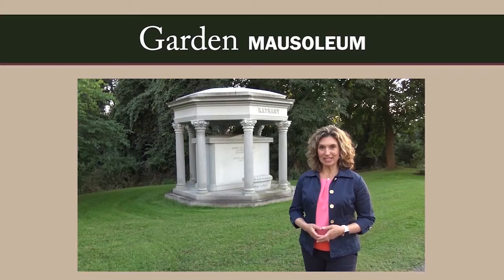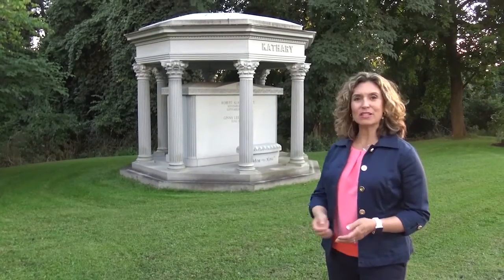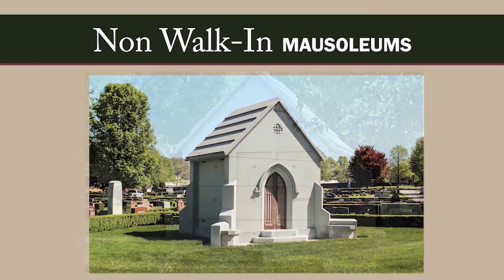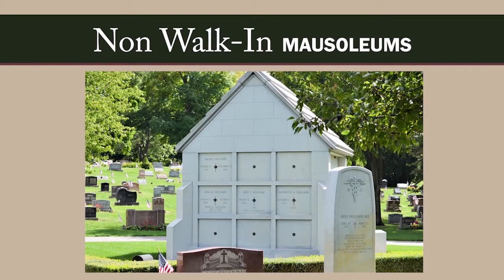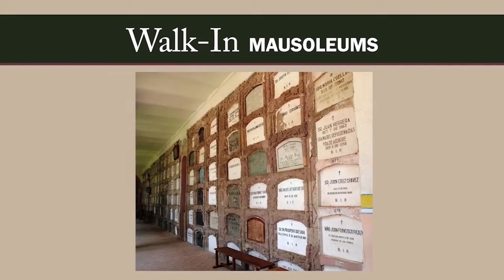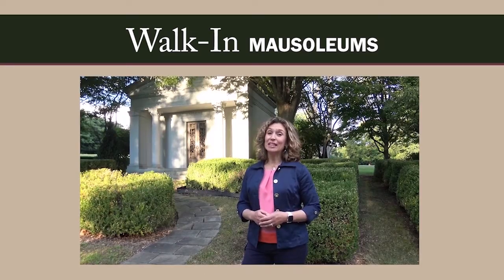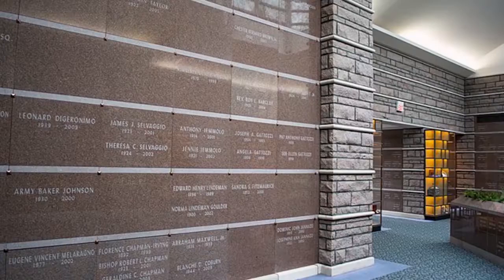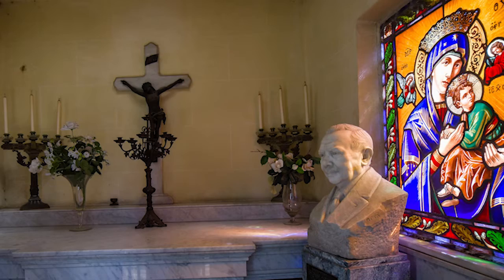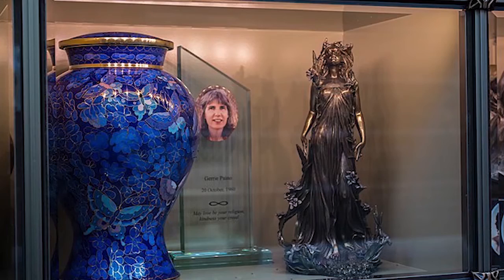This is a garden mausoleum, an open-air structure without a defined walk-in interior. A non-walk-in mausoleum building is a large structure with crypt openings on the outside. An estate or walk-in mausoleum is a building with crypt openings typically on the inside. Walk-in mausoleum buildings have a working door and an interior space for the family to visit. Niches in the walls or a columbarium can hold cremated remains.